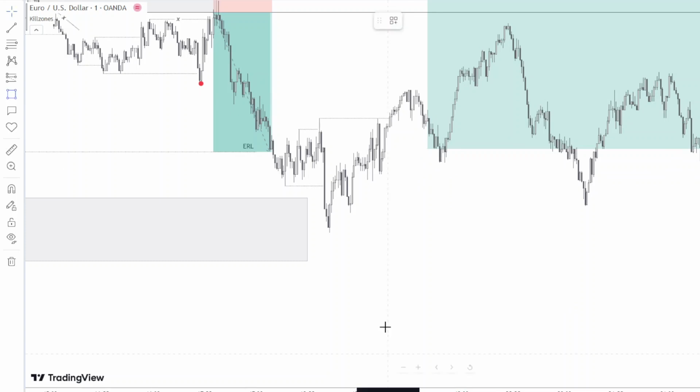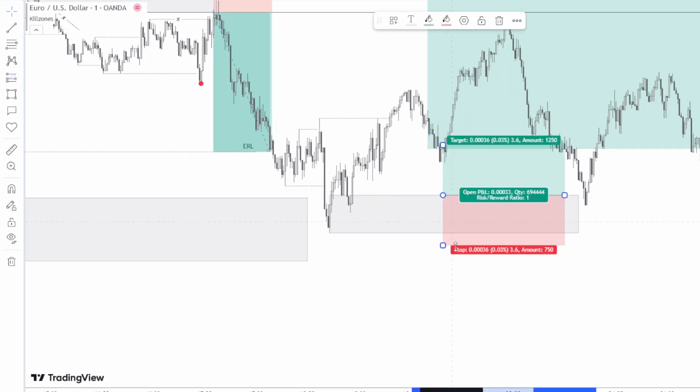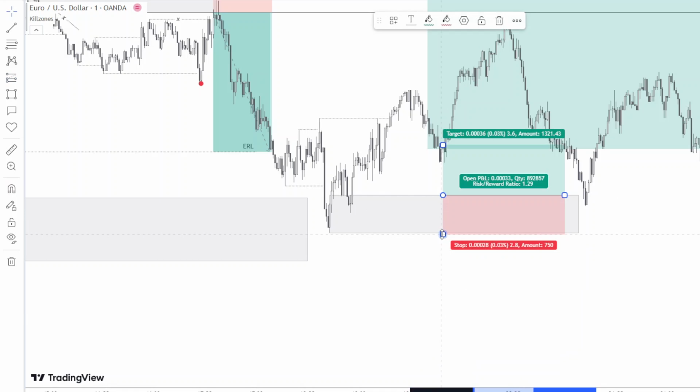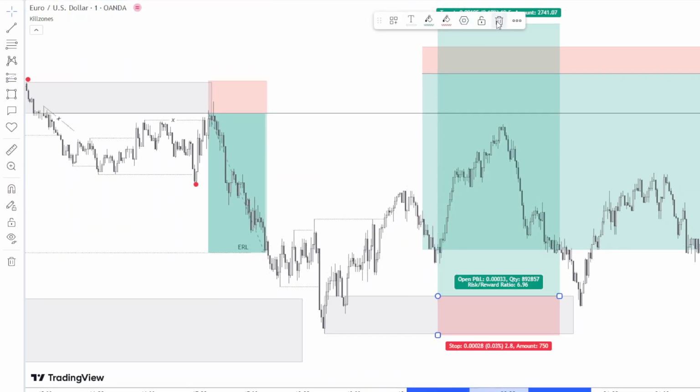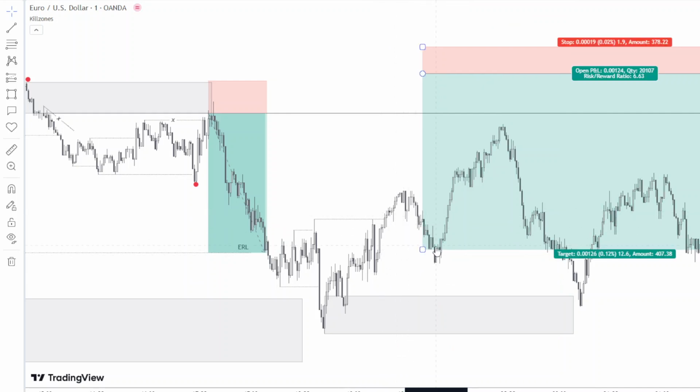I put my order somewhere here, I think. Put my order somewhere there. Stop loss under the protected low, and then my target was up there. But what happened? Price came down, didn't take me in, and it went up.